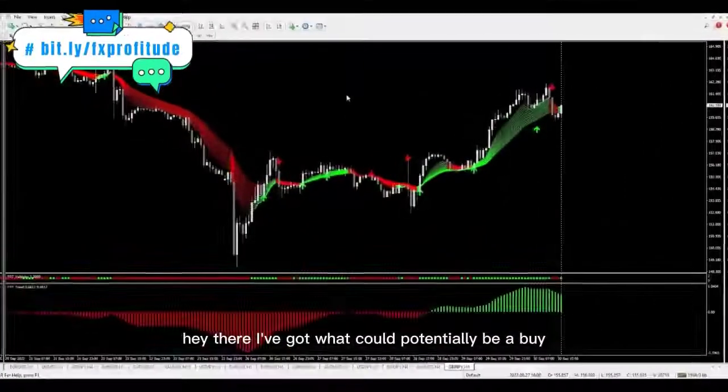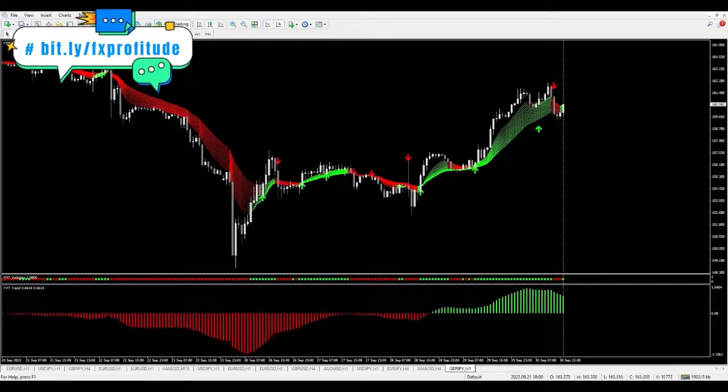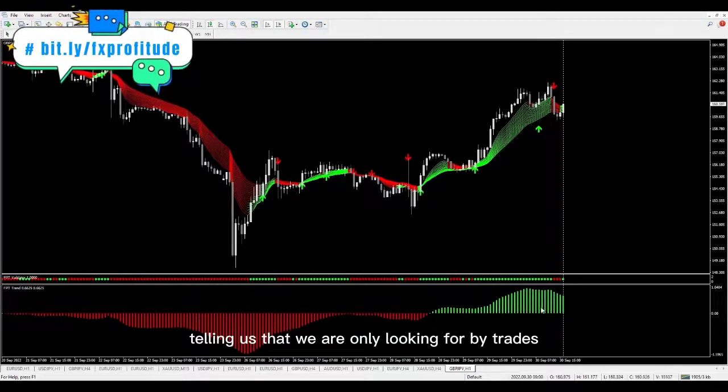Hey there, I've got what could potentially be a buy trade setting up on the pound Japanese yen on the 1 hour time frame. Now the array is moving upwards and is green, the validator dots below are also green, and the trend indicator is green, telling us that we are only looking for buy trades.